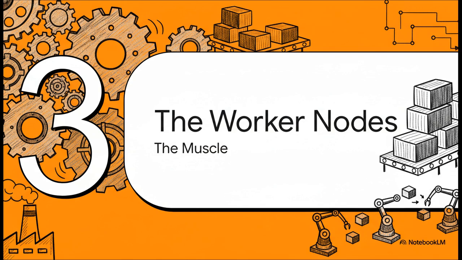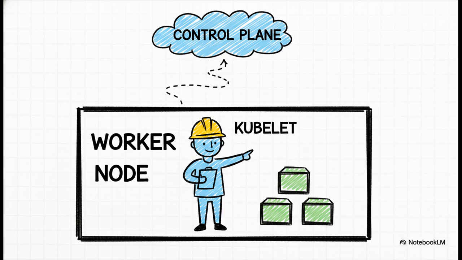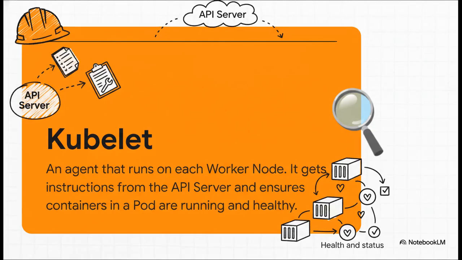All right, so we've spent some quality time with the brain. Now let's head down to the factory floor and meet the muscle. It's time to see where the actual work gets done, the worker nodes. Now, on every single worker node, you're going to find a crucial piece of software called the kubelet. The best way to think of it is as the control plane's agent on the ground. It's the on-site manager that carries out the orders from headquarters. Yeah, it's pretty much the foreman for that specific node.